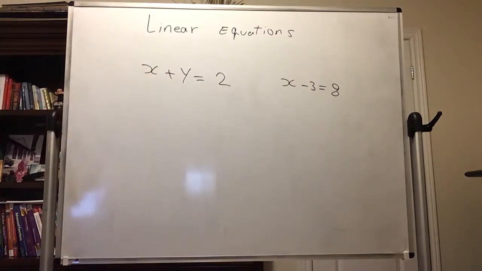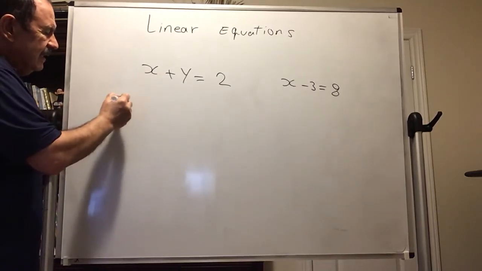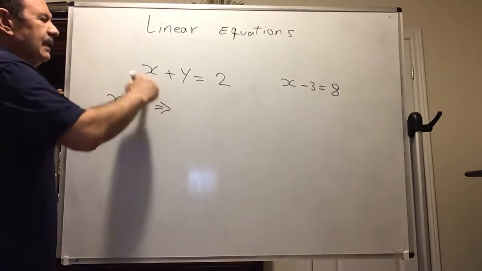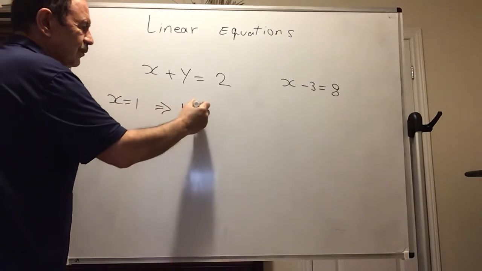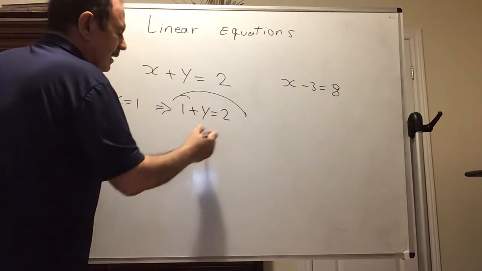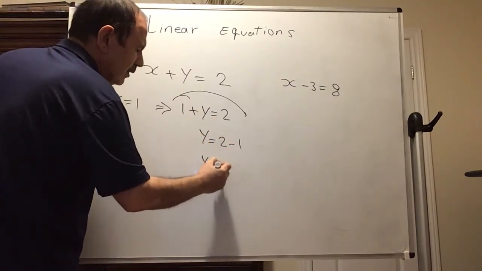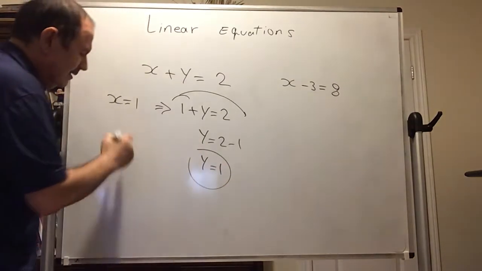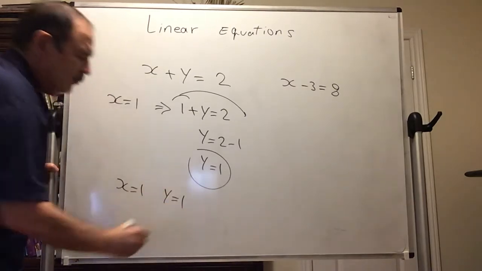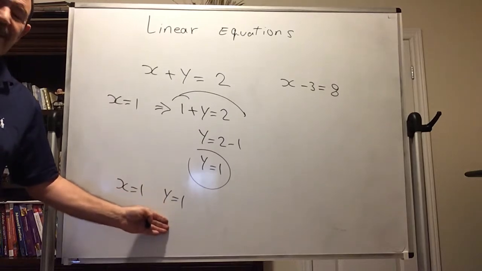For this specific situation, as an example, if I know x is equal to 1, then instead of x I can substitute 1 in the linear equation. 1 plus y is equal to 2. Then if I move the 1 to the other side, I can say y is equal to 2 minus 1, or y is equal to 1. So for x equal to 1, y will be 1. For a different value of x, I can find a different result for y.